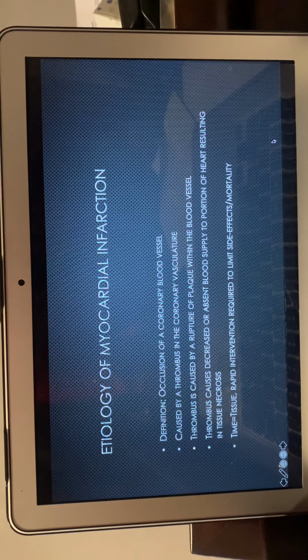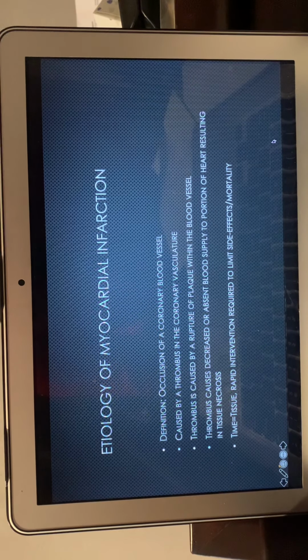So first off, the etiology of a myocardial infarction. The actual definition of it is just an occlusion of a coronary blood vessel, no matter where that is within one of the coronary arteries, whether it's a plaque rupture or just lack of blood flow to that portion of the heart. Most commonly it is caused by a thrombus in the coronary vasculature, primarily the coronary arteries.